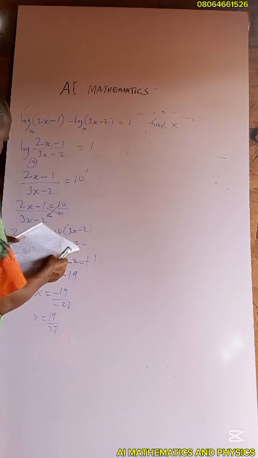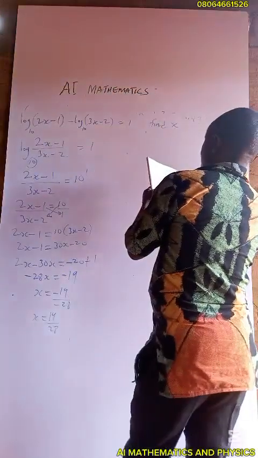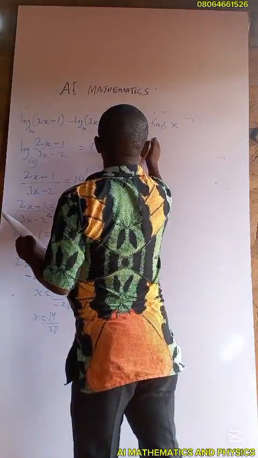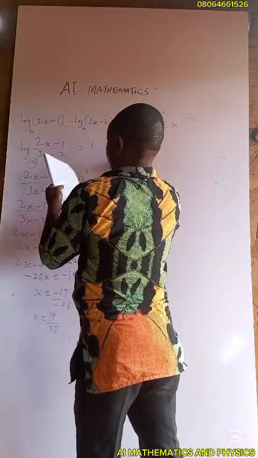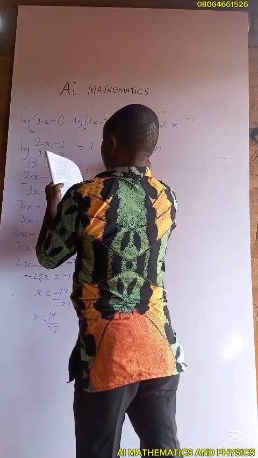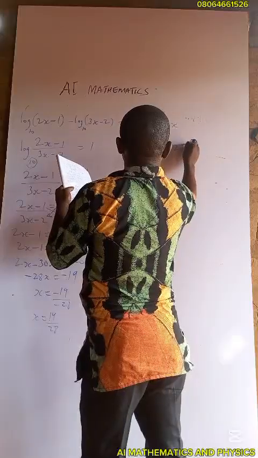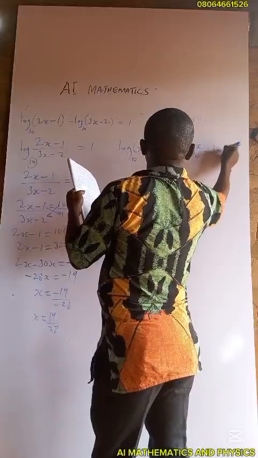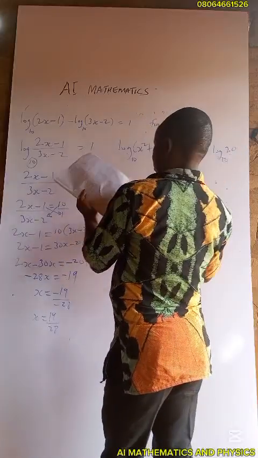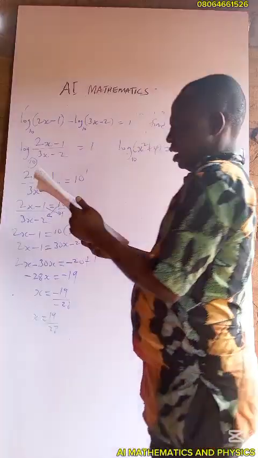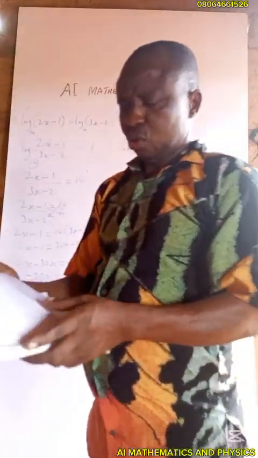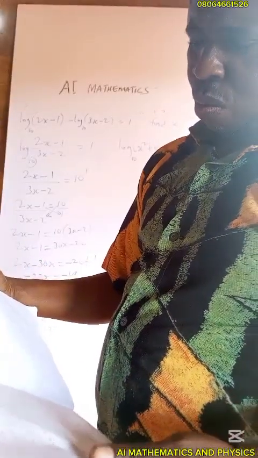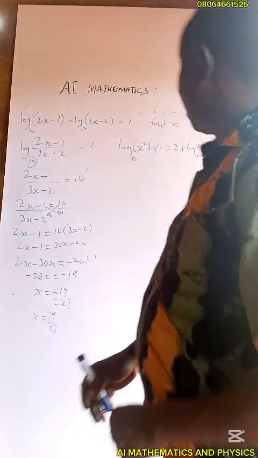Now, another question. We have log x squared plus 4 base 10 equal to 2 plus log x base 10 minus log 20 base 10. Find x also.